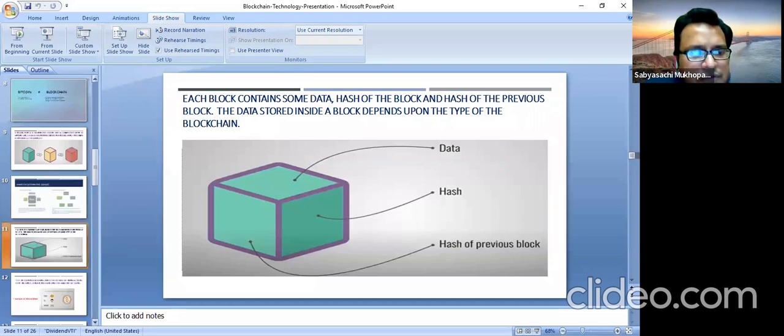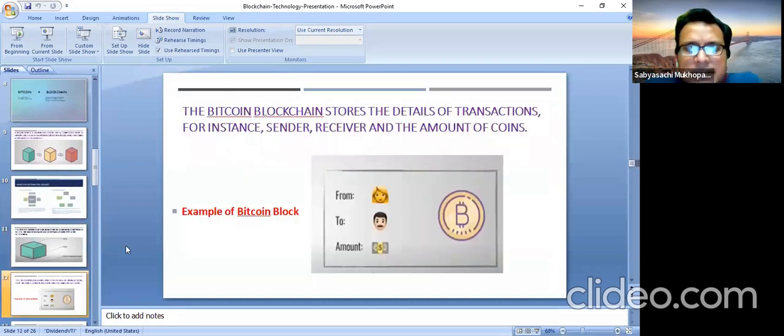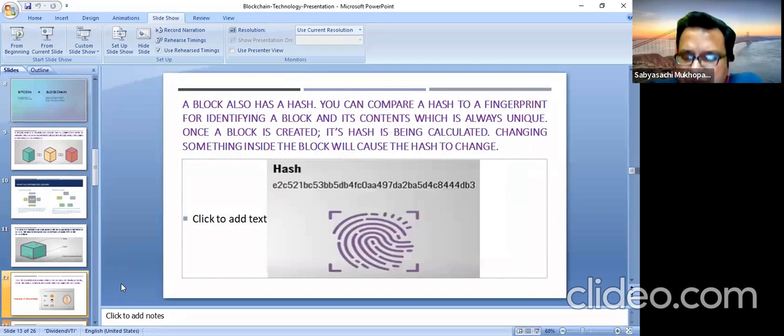Okay, and once we have covered this particular part, then we move towards one of the simple examples of the Bitcoin block. What information is there? We talked about the sender, the receiver, and the amount of the coin being transacted. And once we are done with that, we started to understand the very basic concepts related to hash. We talked about how hash is nothing but an analogous concept like a fingerprint.